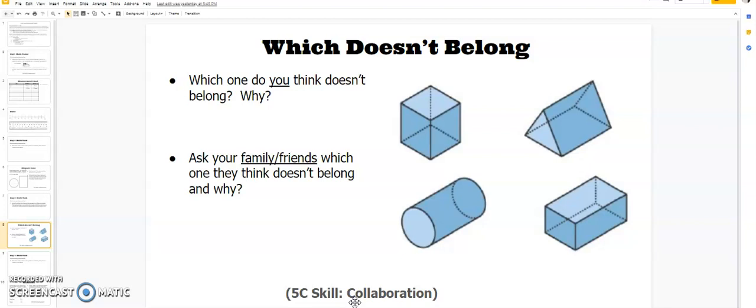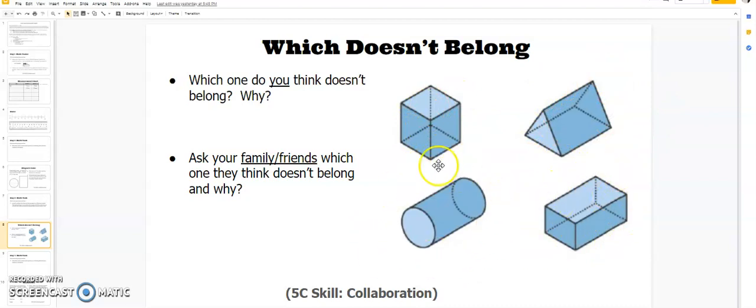So what we have here is a cube, a triangular prism, a rectangular prism, and a cylinder. These are all examples of 3D shapes. So in order to answer this question about what doesn't belong, we're going to have to observe with our eyes and think about what we see and what we notice. What do we see and notice about each one?